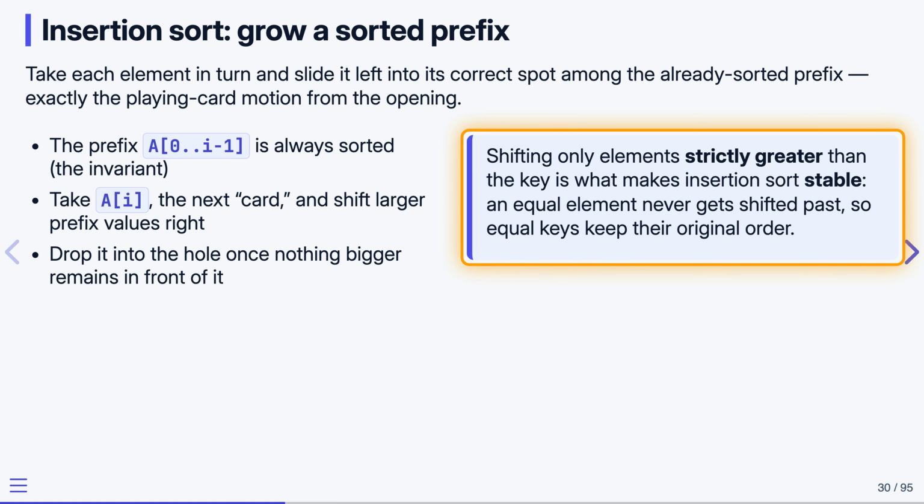We shift only elements that are strictly greater than the key. That is what makes insertion sort stable. An equal element never gets shifted past, so 2 equal keys keep their original order.